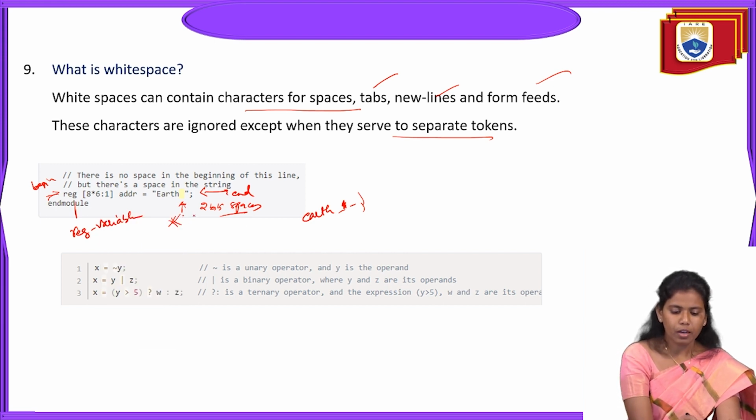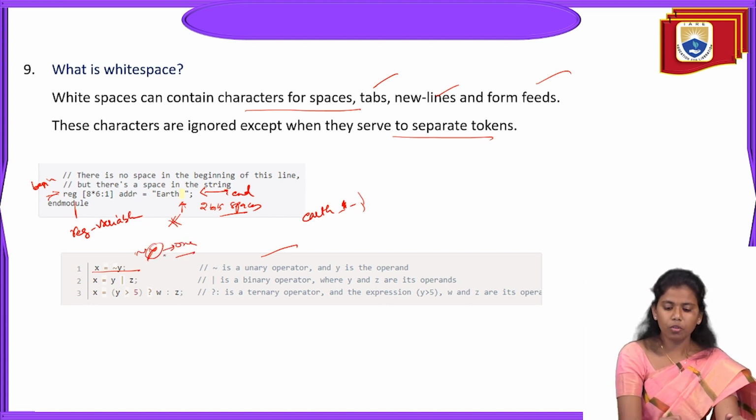So here, this particular thing talks about the operators. So this is a unary operator: x = !y. Only one operand and only one operator we observe here, so it is a unary operator. y is an operand and negation is the operator.